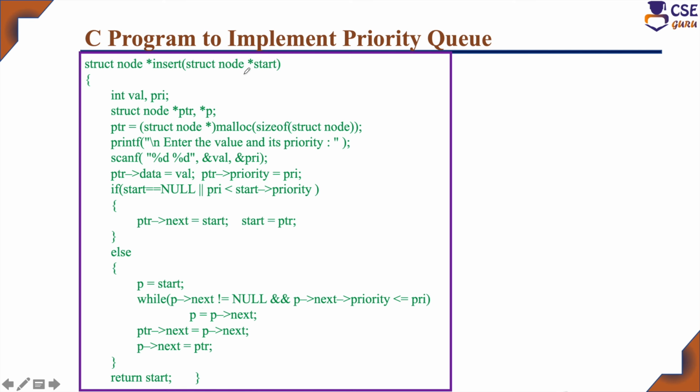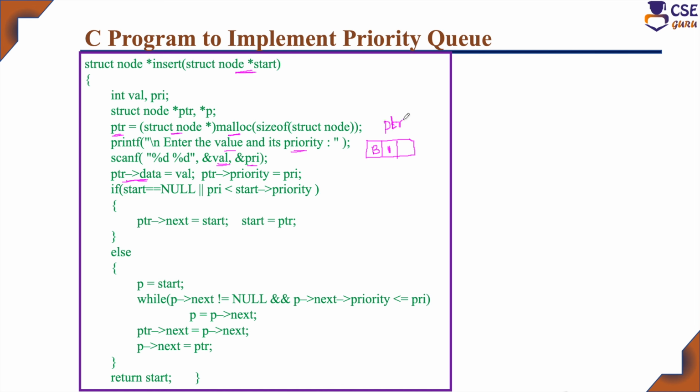And here the structure node you have to create. That you have to pass as a parameter. And here PTR is equal to structure node. You need to allocate the memory space for the structure node and then enter the value and priority, both you have to enter. For example, if I want to insert an element B with priority 1, the element data is B and the priority is 1. Then accept both the inputs.